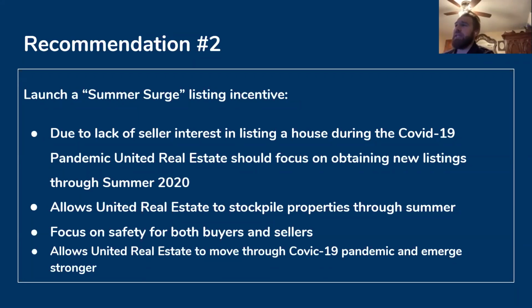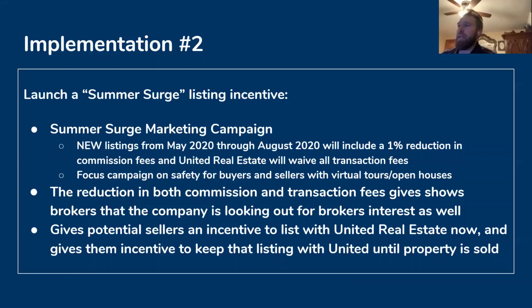The idea here is that we have to get to the other side, right? We have to get through the pandemic. We have to come out on the other side, and we have to be strong when we come out on that other side. And with everything that's going on right now, listing a house is probably just not in the mind of a lot of potential sellers, and it's probably not in the mind of a lot of potential buyers either. So how are we going to implement this?